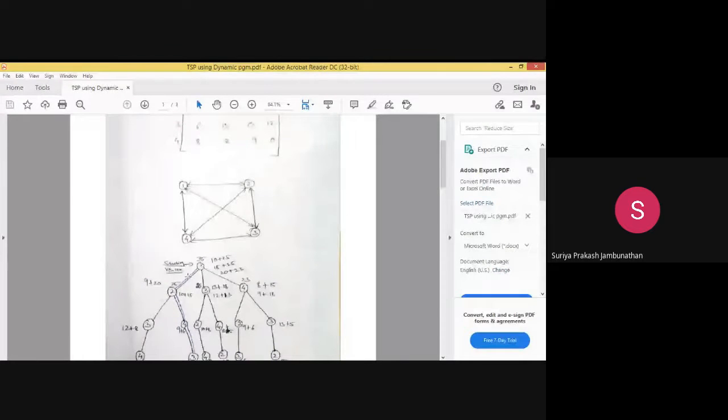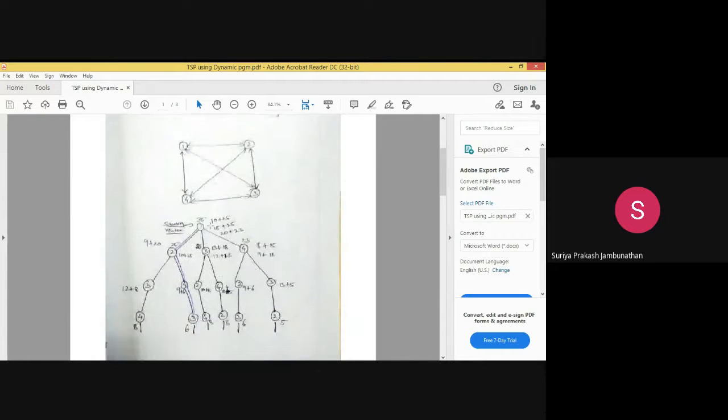So 1 to 2 distance is 10, 10 plus 25 we are putting first. 1 to 3 the distance is 15, 15 plus 25 we are putting second. 1 to 4 the distance is 20, 20 plus 23 we are putting. So these three values we are putting here. The starting vertex will have all three edge values.